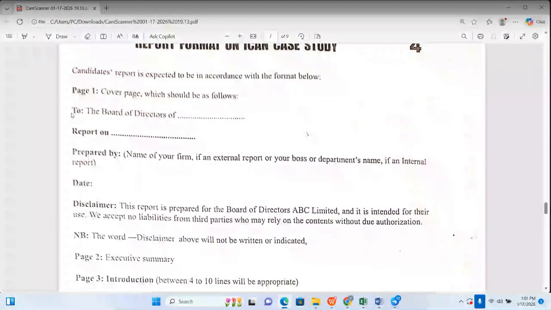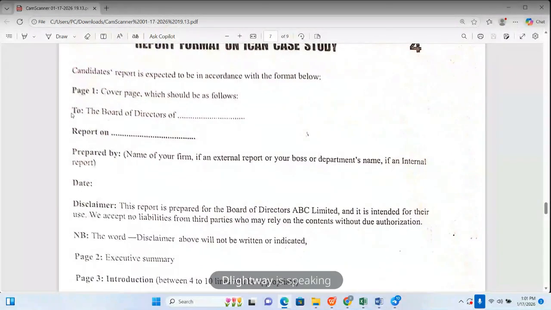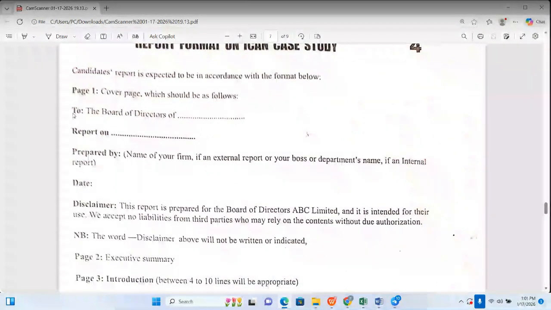Do not turn it into nothing form. You will not use nothing form. No, this line must be maintained. So now, for the prepared by disclaimer, the word disclaimer will not be put.